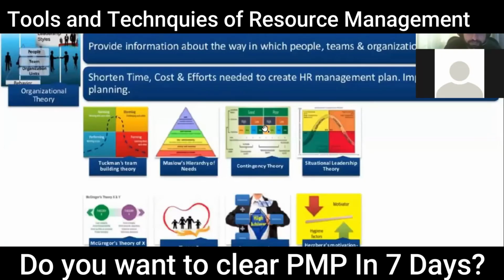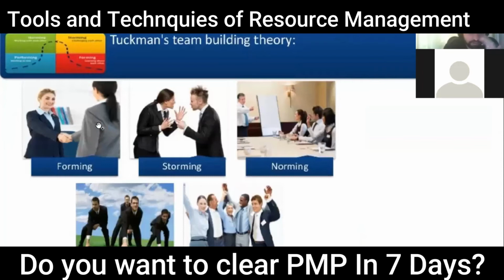Let's see this Tuckman ladder we have. Okay, so forming, people are coming together. Then storming, then norming, then performing, then adjourning.